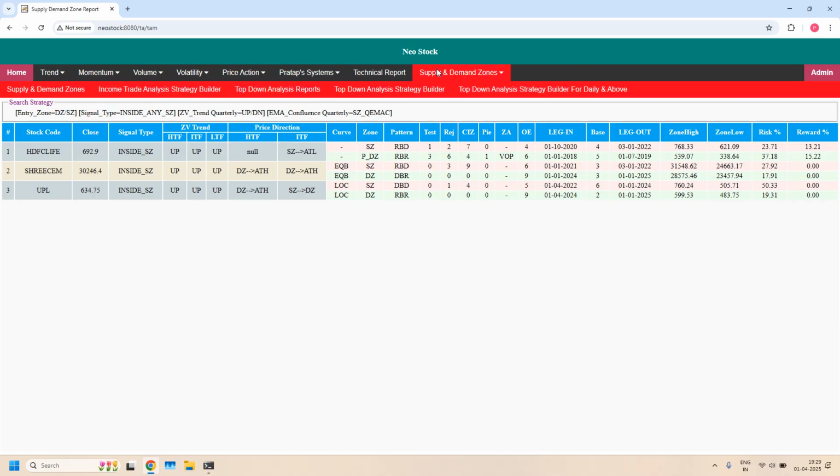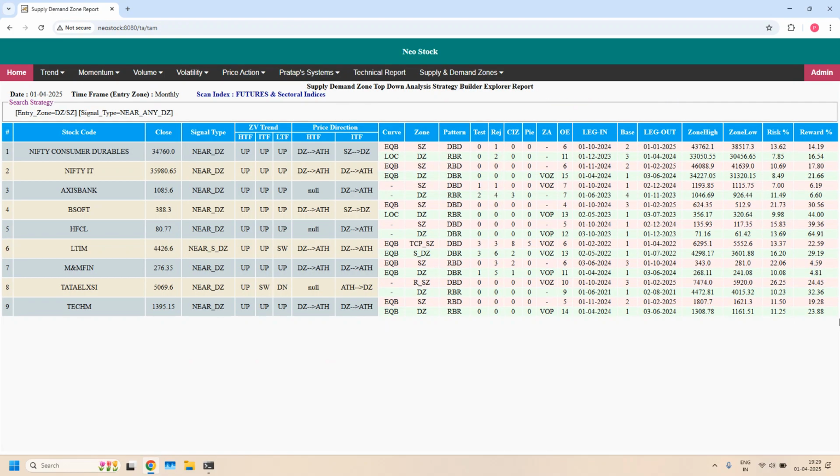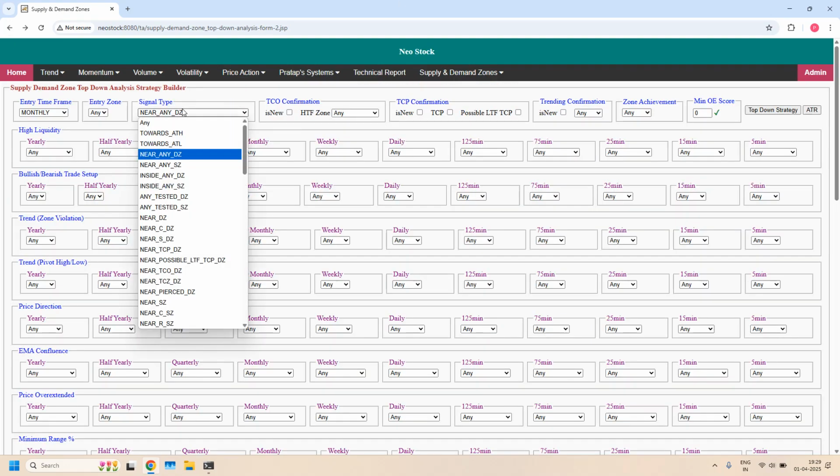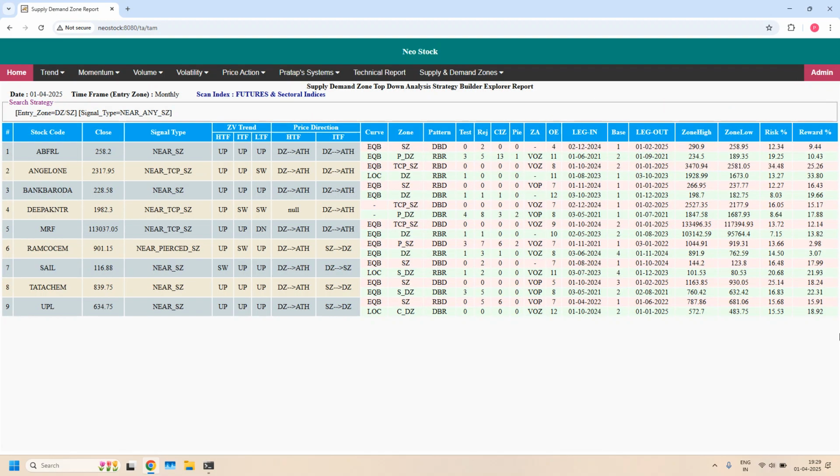So next time frame is monthly. Stocks near monthly demand zone. We got 9 stocks. Next, stocks near monthly supply zone. We got 9 stocks.